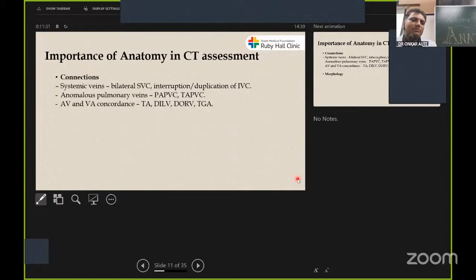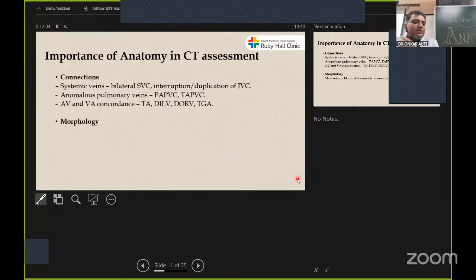So I told you about AV and VA concordance. There are multiple defects associated with this, which are tricuspid atresia, double inlet LV, or double outlet RV. In double outlet RV, the aorta and pulmonary artery both arise from the right ventricle. If you are not thorough with the anatomy, you will not be able to make this diagnosis. Like in transposition of great arteries, the MPA is arising from the LV and the aorta is arising from the RV. So that is transposition of great arteries.